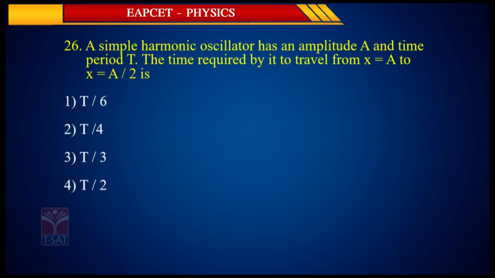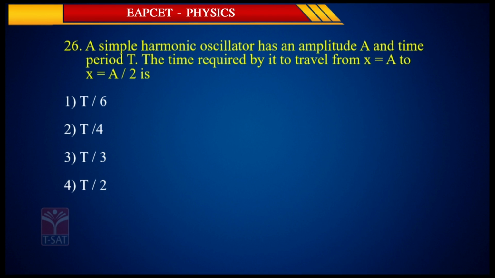Okay, next here see, children, this is the most important. A simple harmonic oscillator has an amplitude A and time period T.